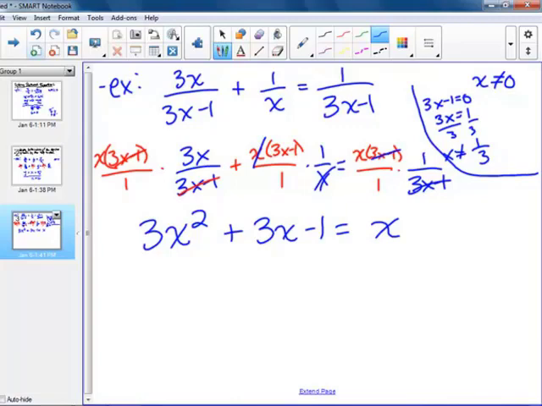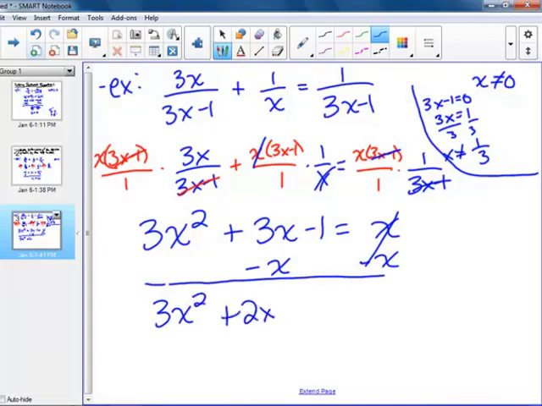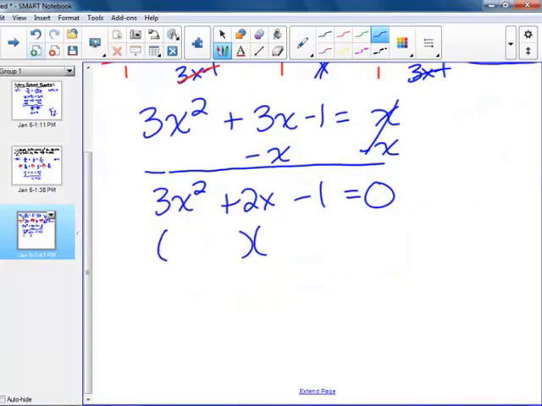Now this one's a little different because I have an x squared here, so I'm going to have to solve this like a quadratic equation. So I want to set one side equal to 0. So I'll subtract x. 3x squared plus 2x minus 1 equals 0. Try to factor. 3x and x has to be 1 and 1. So now I'm going to have a plus and a minus, but I want my bigger one to end up being plus. So 3x minus 1, x plus 1. That's how I'd be able to factor that.